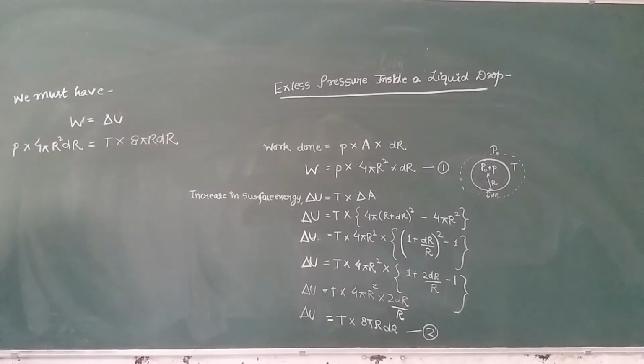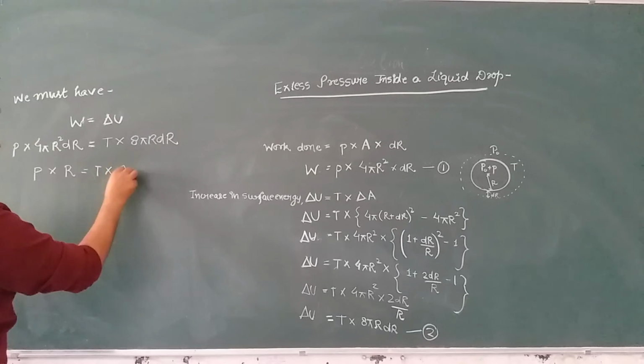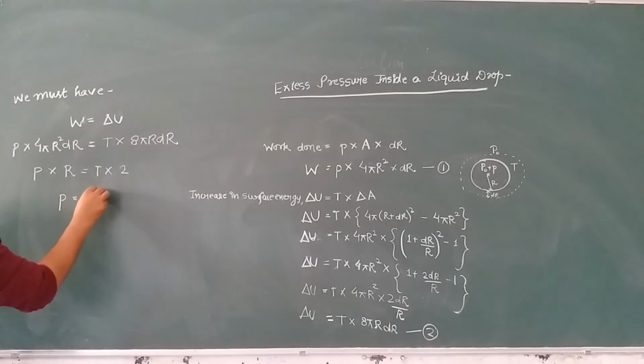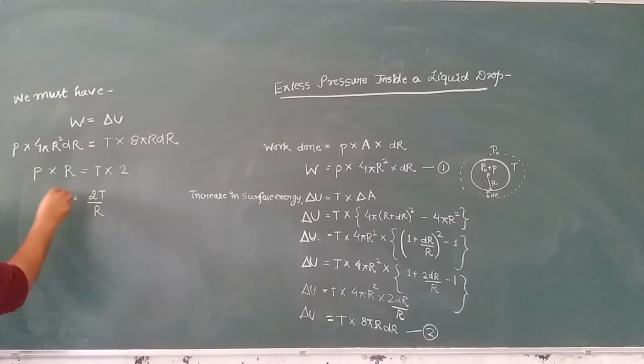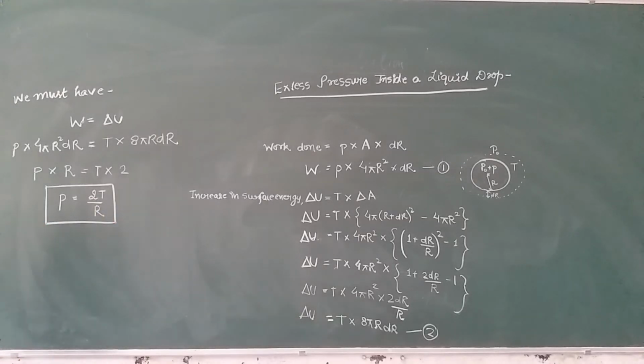Right? Now we should cancel the common terms on both sides. Cancelling 4 pi r dr from both sides, we will be left with only r on the left, and on the right we will be left with only 2. So from here, P is equal to 2T by r. This is the value of excess pressure inside a liquid drop.